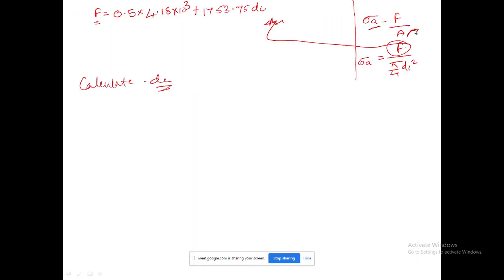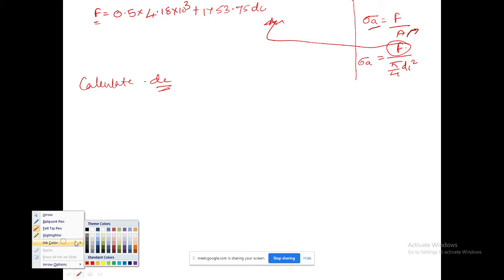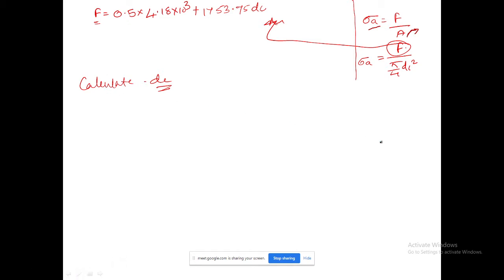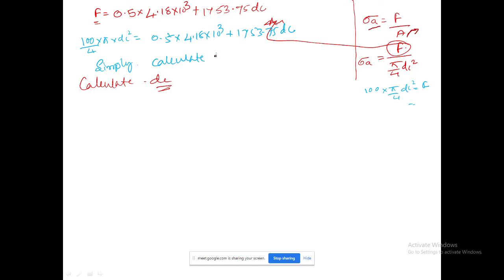Right? So now someone calculate and give the answer. This is 100 into pi by 4 into DC square equal to F. So let us substitute it here: 100 into pi by 4 into DC square equal to 0.5 into 4.18 into 10 to the power 3 plus 1753.75 DC. Now simplify this equation and calculate the value of DC. So 23.46. Okay.